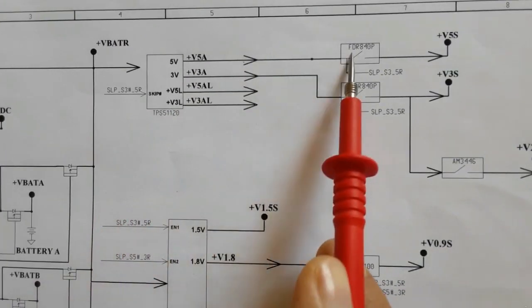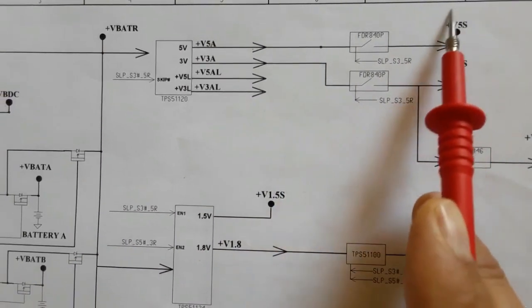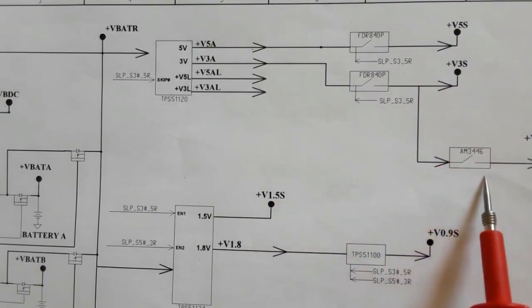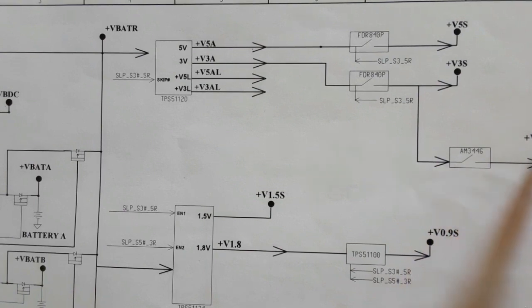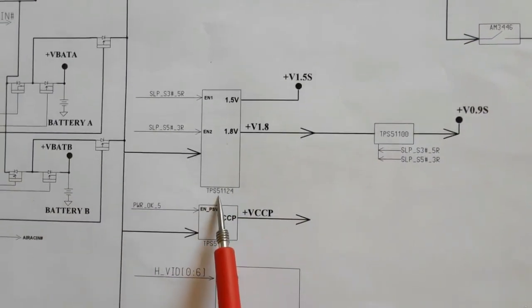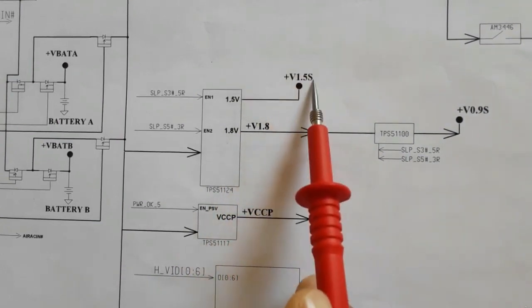Here we have two switches or MOSFETs. Through these MOSFETs we will get plus 5 volt and plus 3 volt. And 3 volt will be converted via this switch to 2.5 volt. Here we have the TPS51124 that generates 1.8 volt and 1.5 volt.